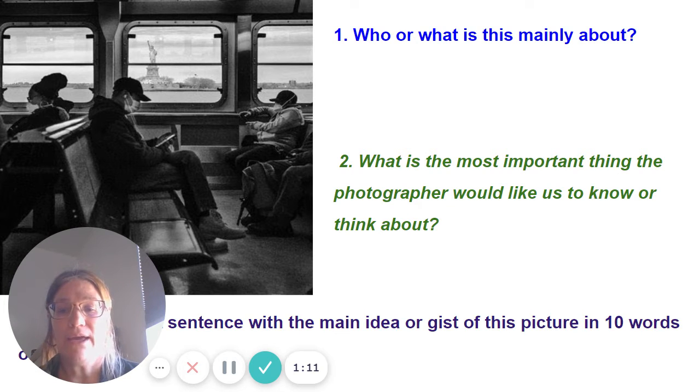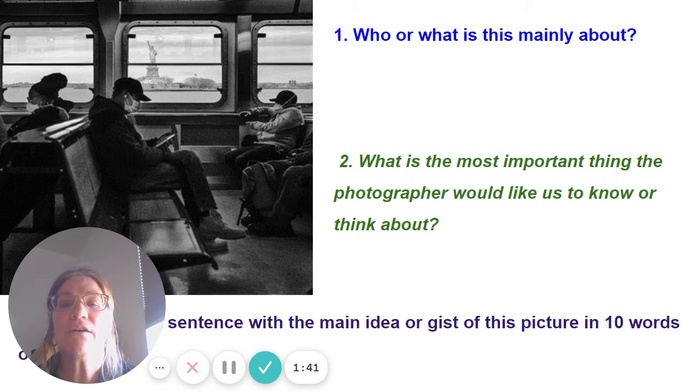So I might think about, okay, these are all the nouns that are in the picture, right? And then I say, well, what's important about these nouns? What's important about these commuters, these people that are maybe going to and from work? Well, they're wearing masks, and so that's maybe a big deal, right? It's during the pandemic, we know that. There's the Statue of Liberty, and that's really important.